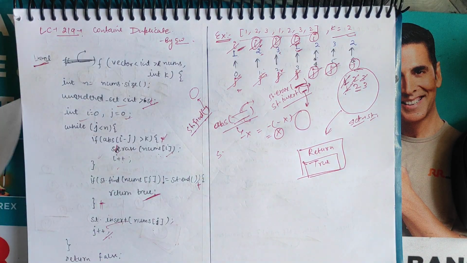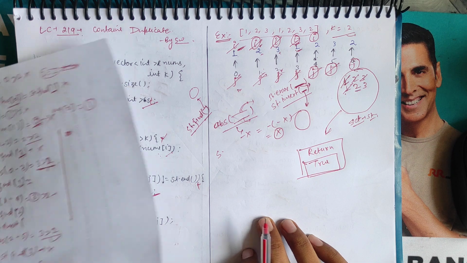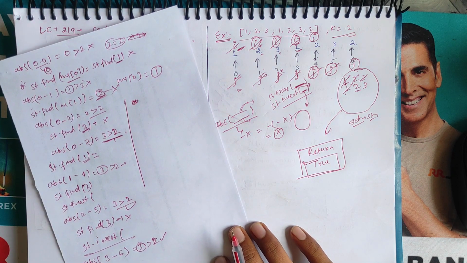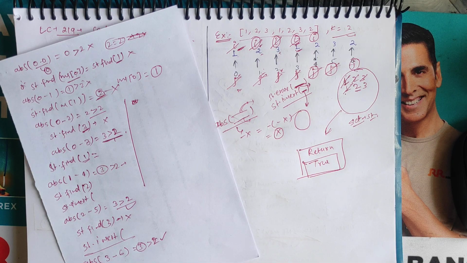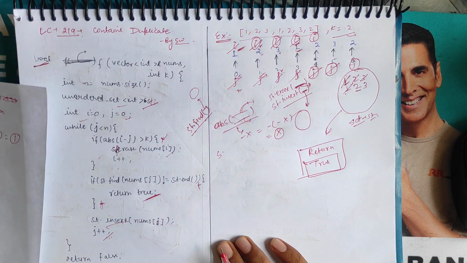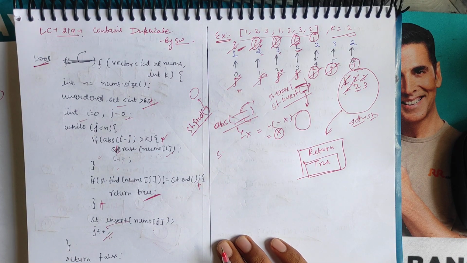After that we exit everything, and that is our answer. We have found the duplicate elements in which the window size is either k or less than k, right? Window size is either k or less than k.